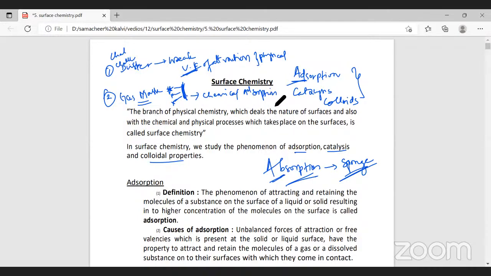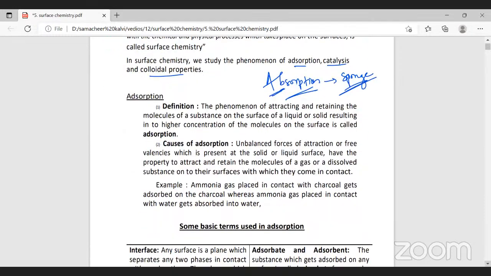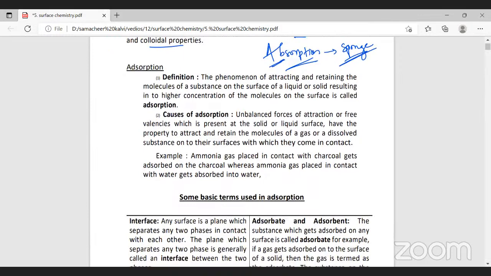In surface chemistry, we are not talking about absorption. We want to talk about adsorption. Now, in order to understand adsorption, you need to understand two terms. Before that, we will define what is adsorption. The phenomenon of attracting and retaining the molecules of a substance on the surface of a liquid or a solid, resulting in a higher concentration of molecules on the surface, is called adsorption.